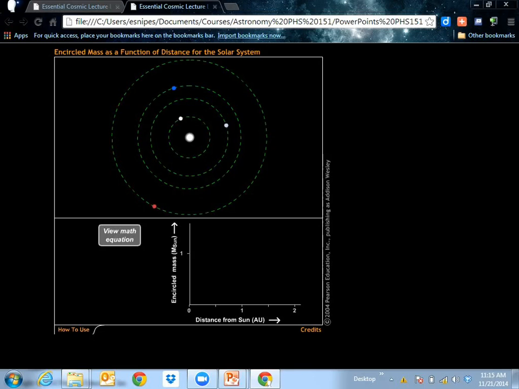Now let's try it. First let me take the sun and I'll go out. That little yellow dot right there is the mass that's in that circle. So there's no planets in that circle. Let me go ahead and reset, and let me catch the closest planet. I don't have to catch it, but actually the closest planet, of course, is Mercury.